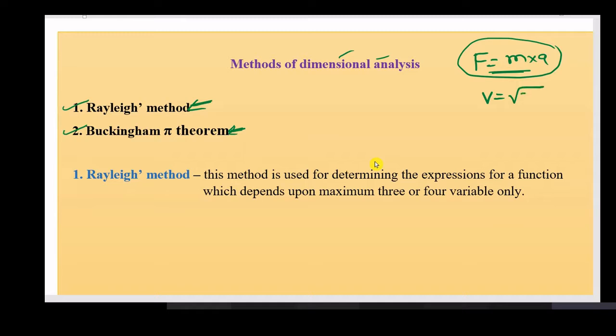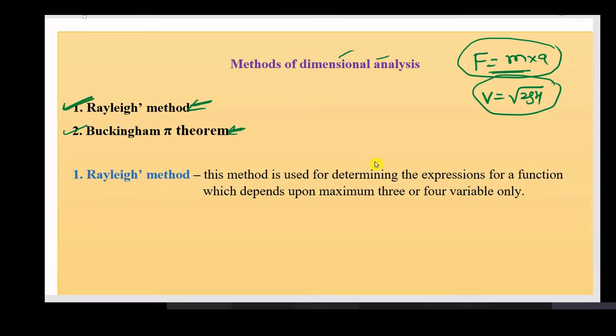Similarly, v is equal to square root of 2gh. This equation is also derived using one method. Either you can apply the Rayleigh method or you can apply the Buckingham Pi method. So first, we will consider the Rayleigh method.